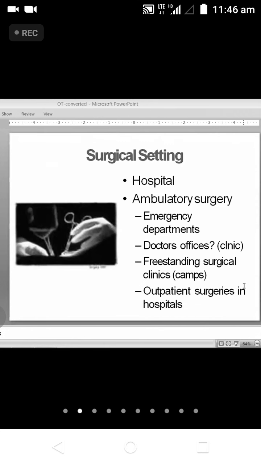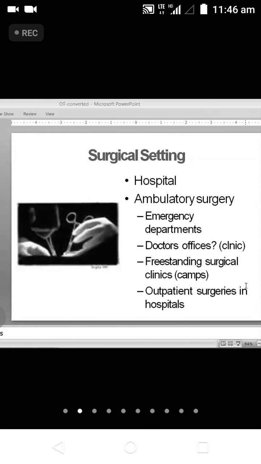The next topic is the surgical setting. I think we will see this in the evening class. I will be continuing from 2 to 4, continuously. 2 to 3 and 3 to 4, I will be taking the class.